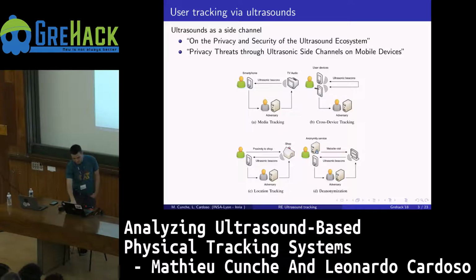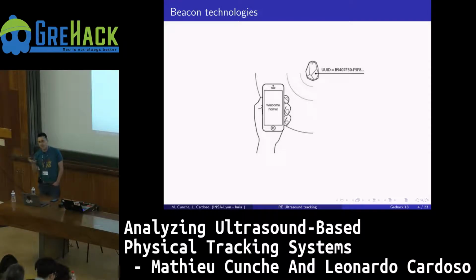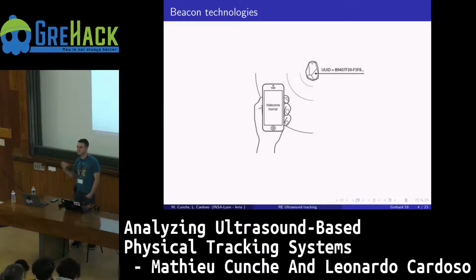So I'm talking now about beacons. Maybe you've heard about those things called iBeacons, Eddystone. Those are Bluetooth beacons that are installed inside shops and shopping centers, and they are basically broadcasting a unique identifier. This is done in Bluetooth, so we know how it works. But actually, the same principle can be used with ultrasonic signals.